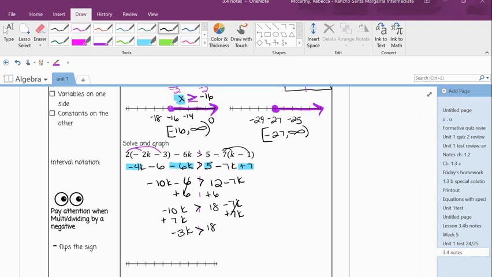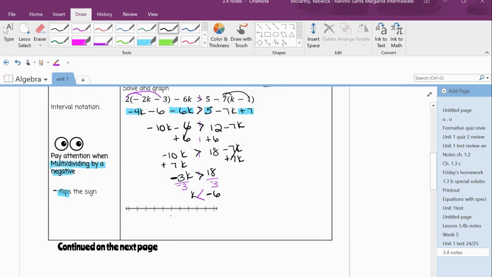Now I recognize that this is negative, so I'm going to divide by that negative. When I do that, it flips. Don't forget, when I multiply or divide by a negative, I'm going to flip the sign. And I get k is less than negative 6. So that's my target number.